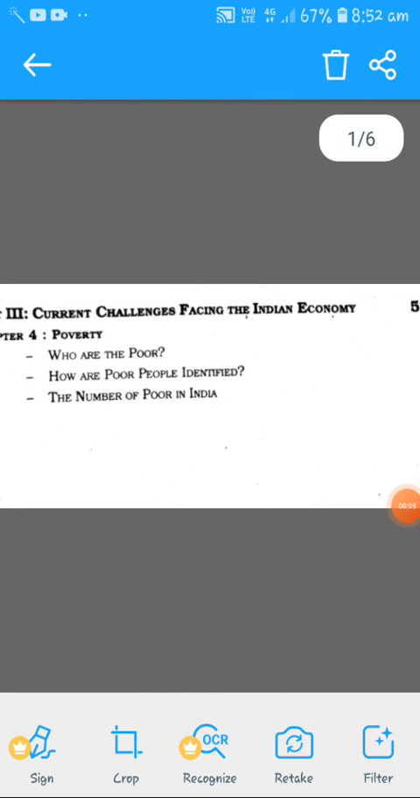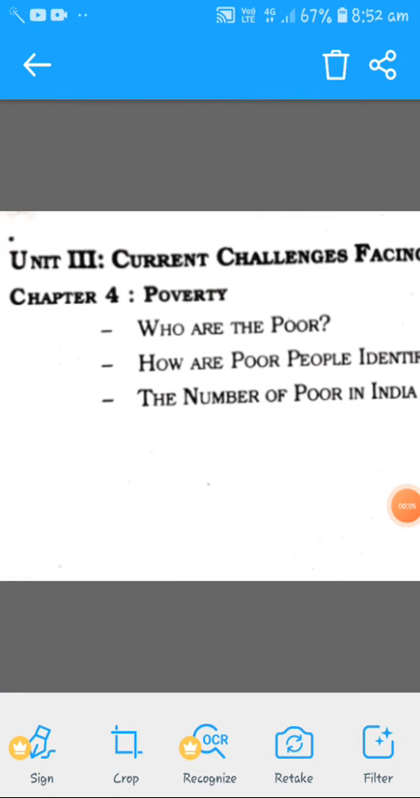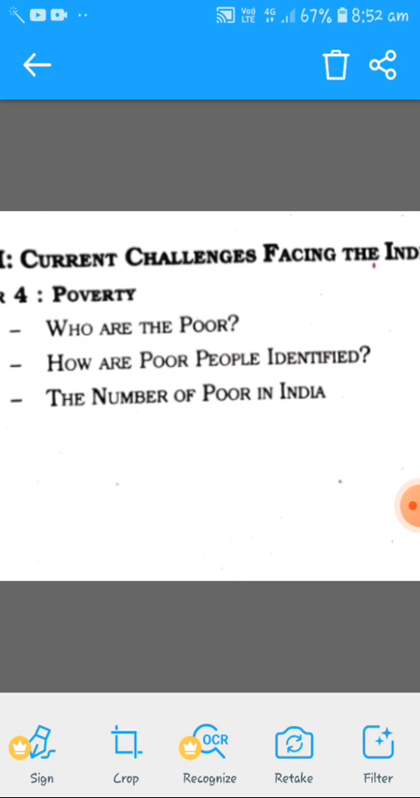Okay, we'll start a new chapter today, chapter number 4 of Unit 3. What is the chapter? Chapter number 4, poverty. This is the chapter we are going to begin today.